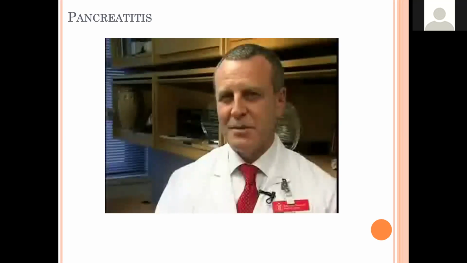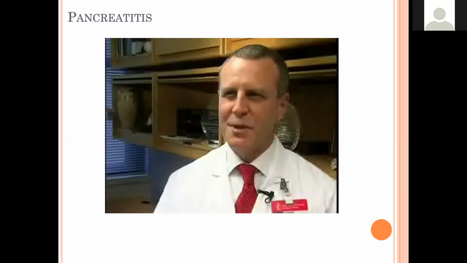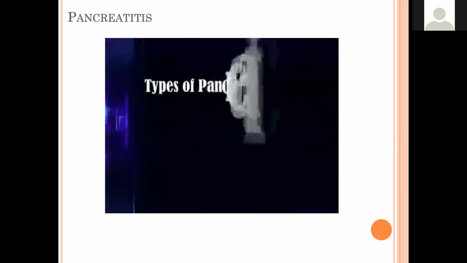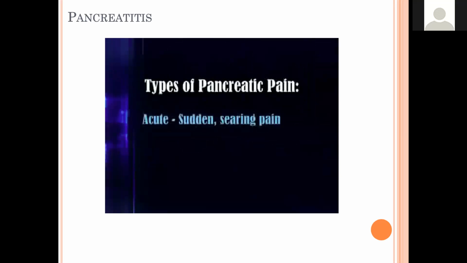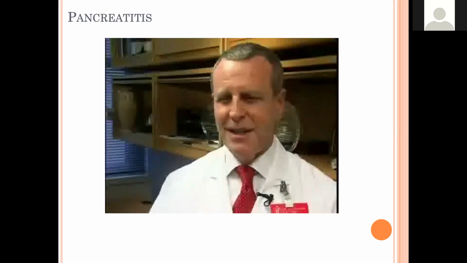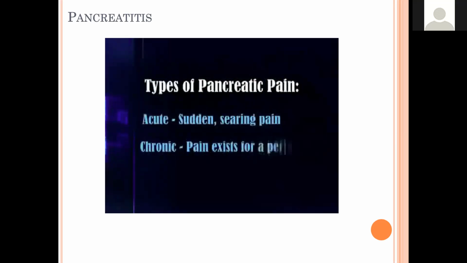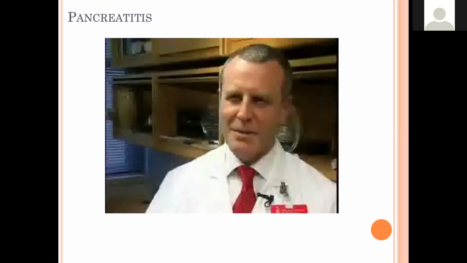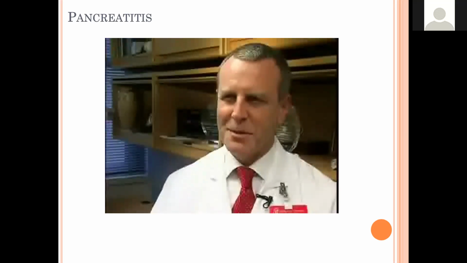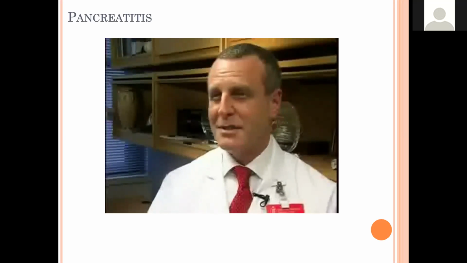So pancreatitis is a condition where there's just inflammation of the pancreas. It can be acute, meaning it just comes on suddenly out of the blue, terrible, searing upper abdominal pain, brings you to the hospital, and most people are admitted. But then there's another variety, called chronic pancreatitis, where there's chronic inflammation of the pancreas, and people have chronic abdominal pain and go on for months to years.